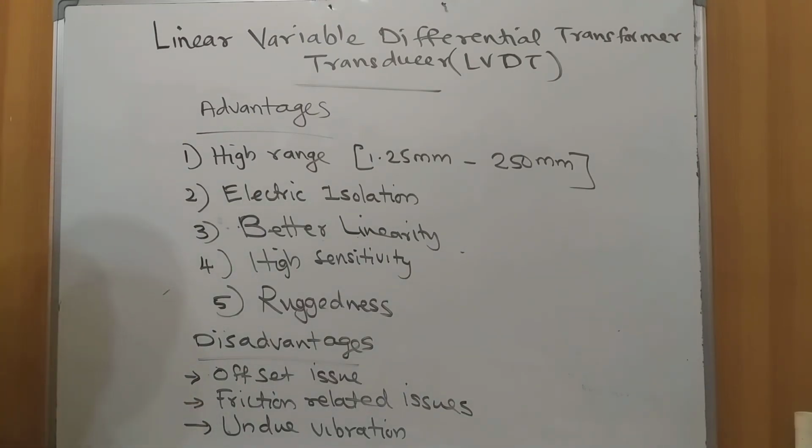Similarly, there is the friction related issue, because it is based on movement, so friction related issues may be there. Of course, we have to do some kind of lubrication or provide some friction free movement, or take special care on this particular issue. The last point is about undue vibrations: due to the momentum or inertia of the system, there may be some kind of undue vibration, which gives rise to the necessity for some kind of damping system.